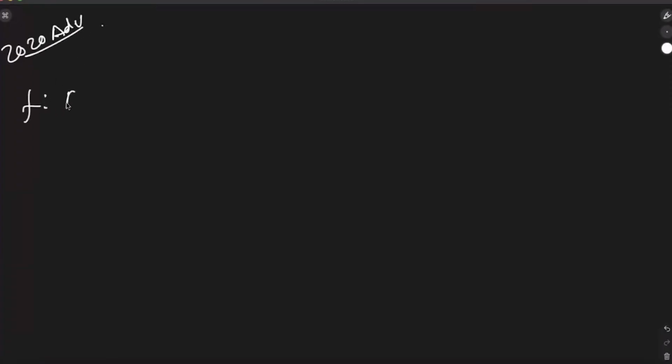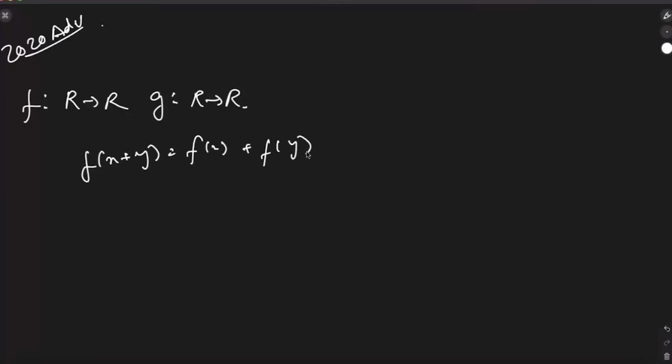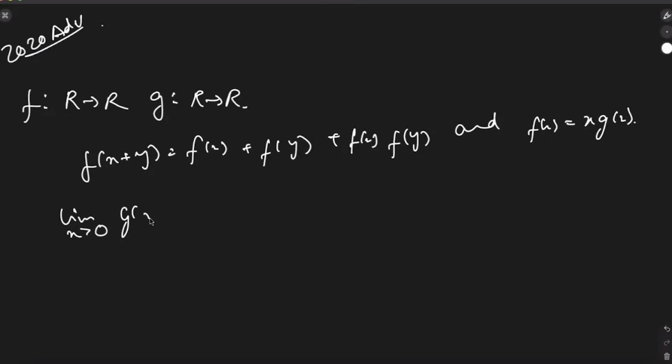So suppose there's a function f going from R to R, and there's a function g going from R to R. The two functions satisfy this condition: f(x+y) is equal to f(x) plus f(y) plus f(x) into f(y), and f(x) is equal to x times g(x). So limit x tends to 0 for g(x) is equal to 1. And which of the following statements are true? Four statements have been given.